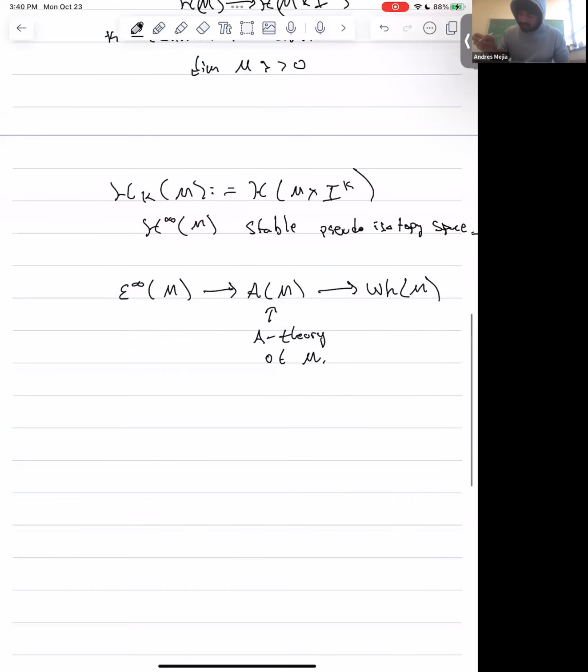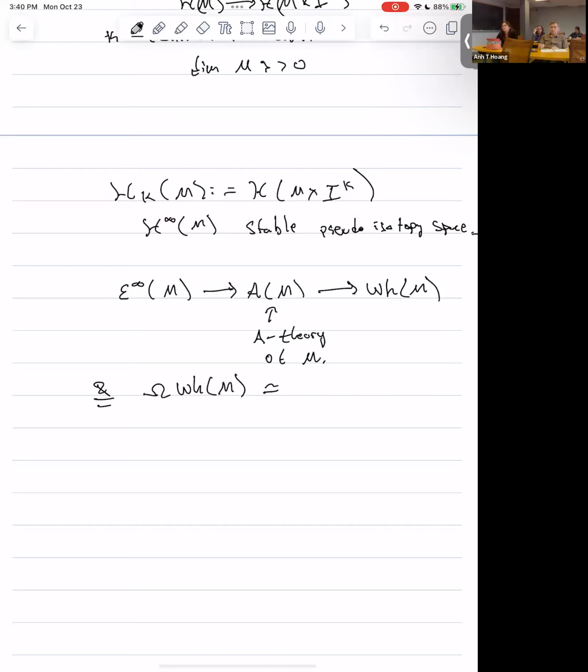And the Whitehead space has the amazing property, and very importantly, when you loop the Whitehead space once, this is homotopy equivalent to the stable H cobordism space. And this is called the parametrized stable H cobordism theorem. So if we can understand the algebraic K theory associated to M, that means that we can start really understanding these stable H cobordism spaces.